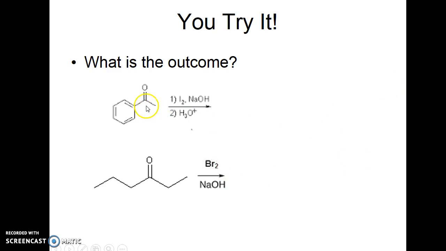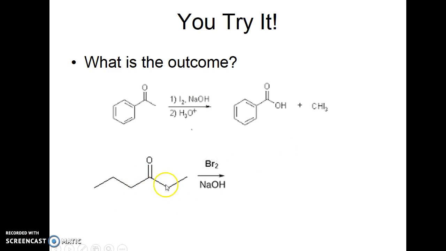Well, let's analyze this first one. We have no alpha hydrogen here, so nothing will happen on this carbon. But here we have a methyl group, so we can actually do the haloform reaction under these conditions. That will triiodinate this methyl group, and then it will leave as iodoform. So what will happen? We'll make benzoic acid and iodoform.